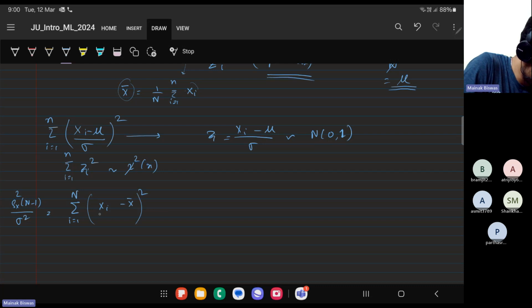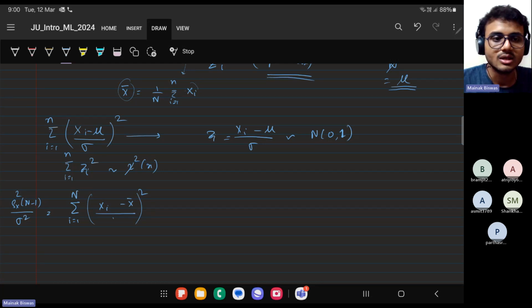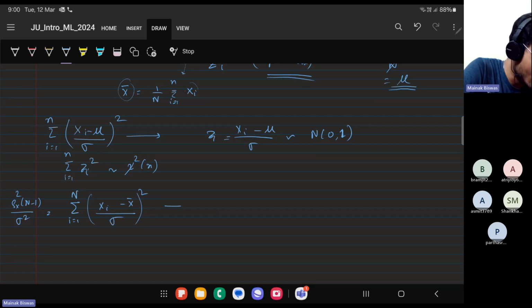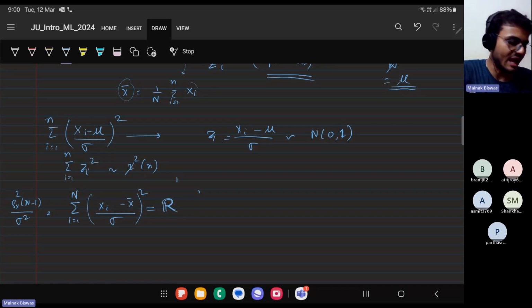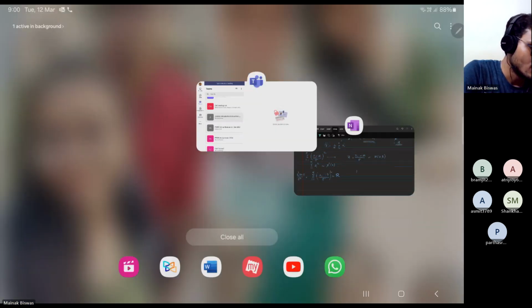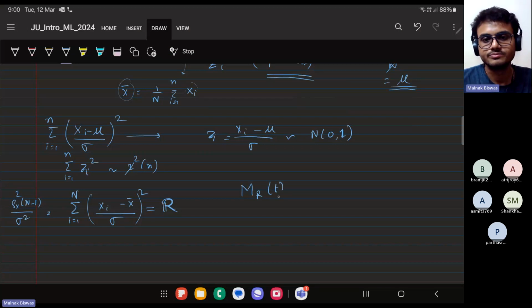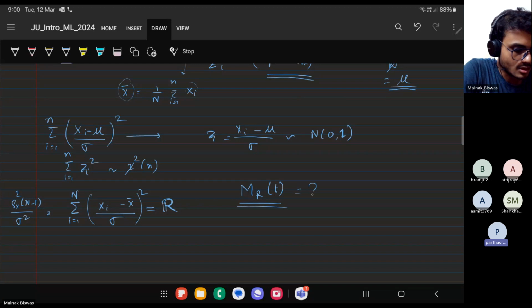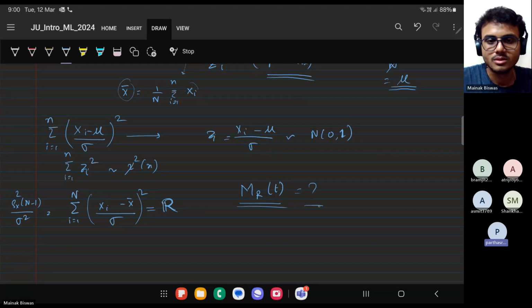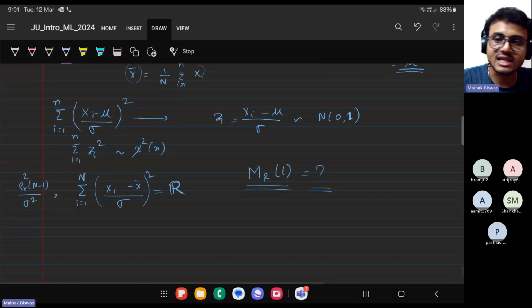We need to find it for the sample term. So now, do you know a trick? First, what do I need to show? I need to show the mgf of this. Let us represent this as R, the required distribution. Do you agree that to show that it is some chi-square, we need to find the moment generating function? Yes or no? Yes, we need to find the mgf and show that it is identical to the mgf of some chi-square. And then we'll get the parameter of chi-square also.